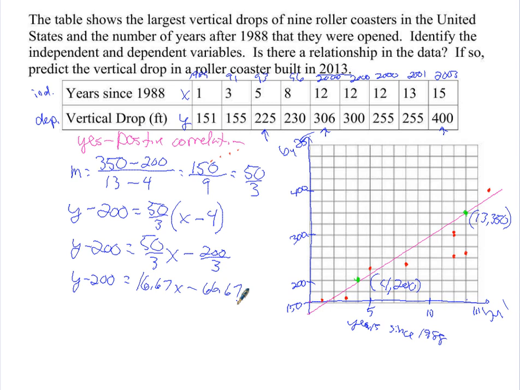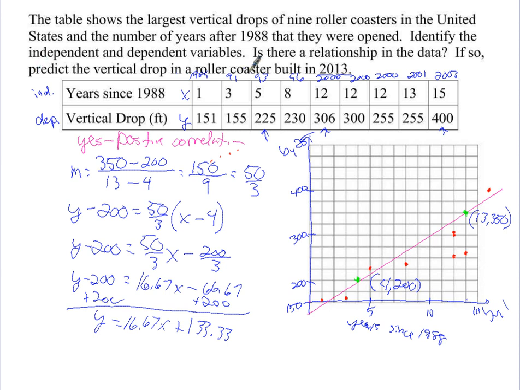Okay, just solve for y. We add 200 to both sides. So add 200 to your negative 66.67, and you get y equals 16.67x plus 133.33. Right? I hope. Okay, so this is our equation now. This is my equation. If you were doing this on your own, your equation might look a little bit different, and that's okay. So now we want to predict.